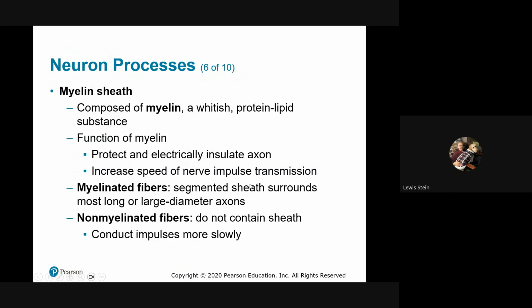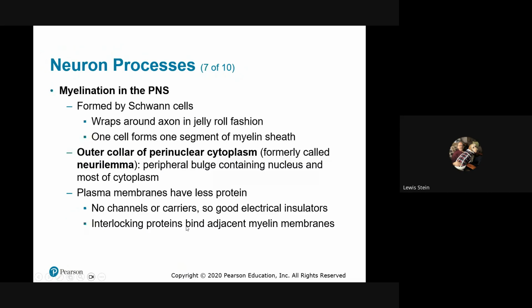So myelin around a segmented sheath surrounds it, and the definition of white matter is myelinated axons, myelinated nerves. Non-myelinated ones are much slower in that regard. So the Schwann cells, again, are in the peripheral nervous system. When they talk about jelly roll fashion, it could be anything. It's just rolling up a towel that you would have. Maybe you have a beach towel and you want to roll it up because you just want to carry it.